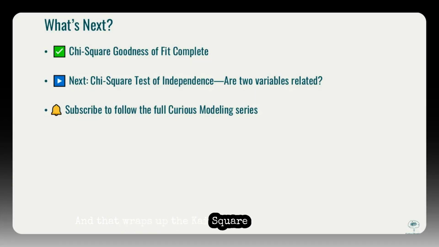And that wraps up the chi-square goodness of fit test. It's a powerful way to test whether the pattern in your data aligns with what you expected. In the next video, we'll shift from comparing one variable to testing whether 2 categorical variables are related. That's where the chi-square test of independence comes in.